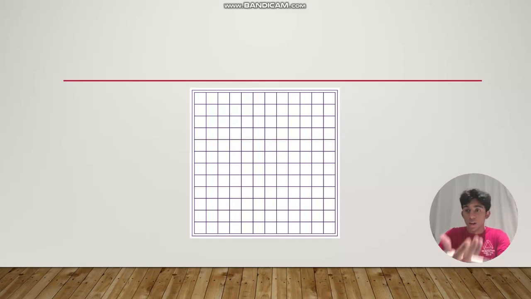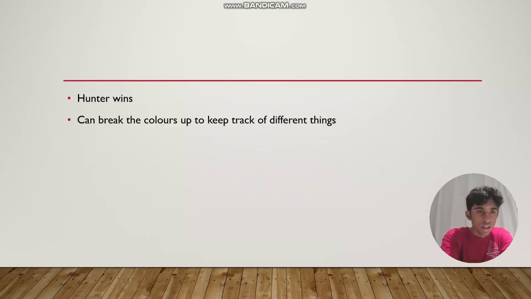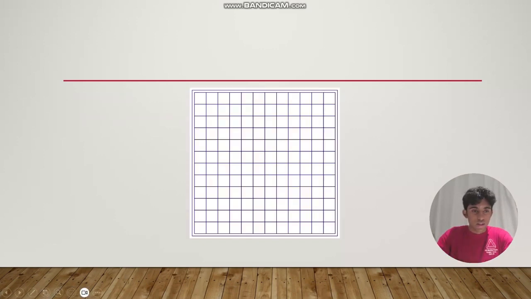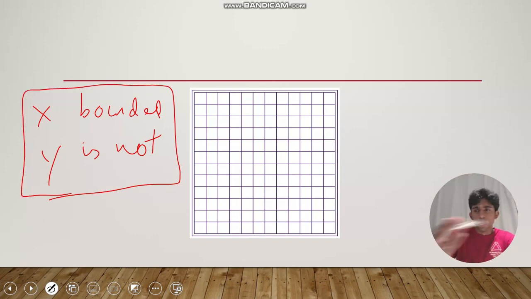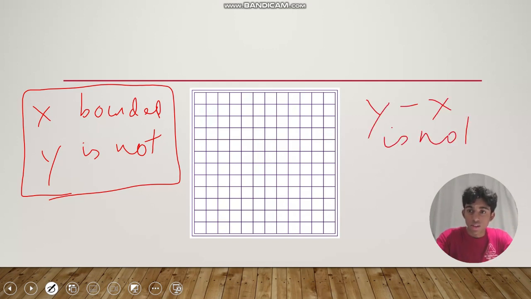Here's how. So our current working assumption is that, right, let's turn on the pen, x is bounded, y is not. It doesn't matter what way around we take it, because we can just rotate the grid and get the other version. So x is bounded and y is not. It's useful to think of a quantity that, as a result of this, is also not bounded. So if y is not bounded and x is, the difference, y minus x, is not.